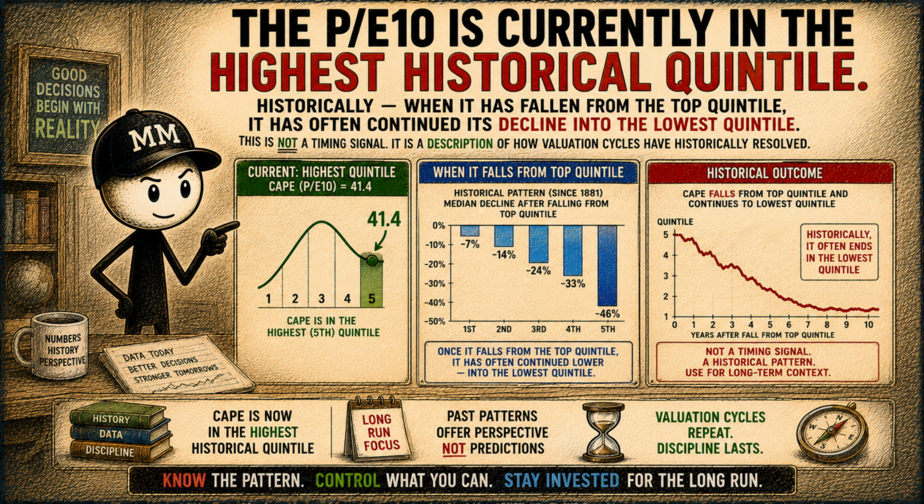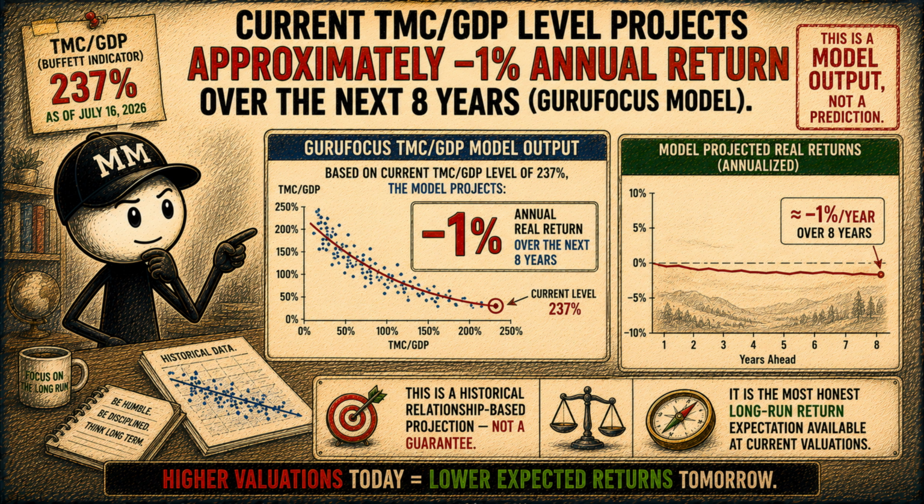As of July 21, 2026, the stock market is likely to return -1% a year in the next 8 years based on TMC/GDP. This is a model projection, not a guarantee, but the historical relationship between current valuation and forward returns is one of the most robust findings in financial research.